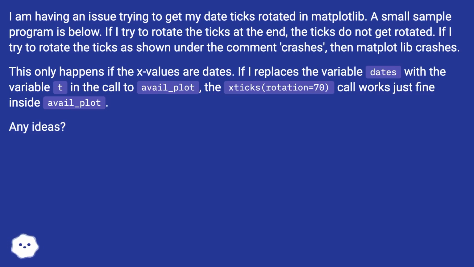If I try to rotate the ticks at the end, the ticks do not get rotated. If I try to rotate the ticks as shown under the comment "crashes", then Matplotlib crashes. This only happens if the x values are dates. If I replace the variable dates with the variable t in the call to avail_plot, the plt.xticks(rotation=70) call works just fine inside avail_plot. Any ideas?